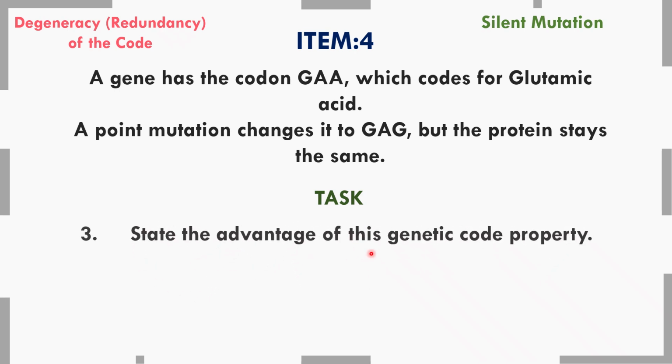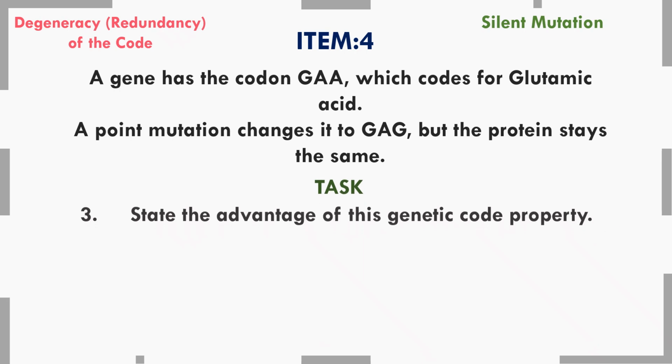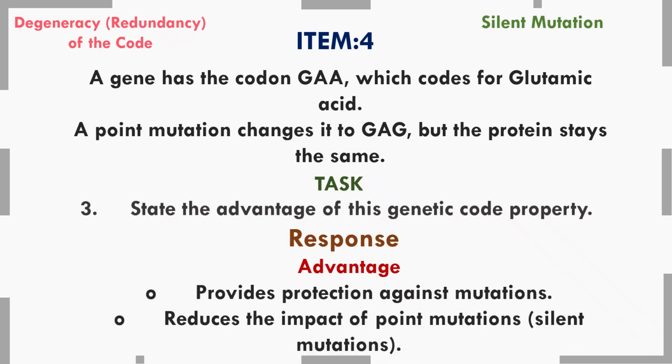State the advantage of this genetic code property. Advantage: it provides protection against mutations. It reduces the impact of point mutations, that is, silent mutations.